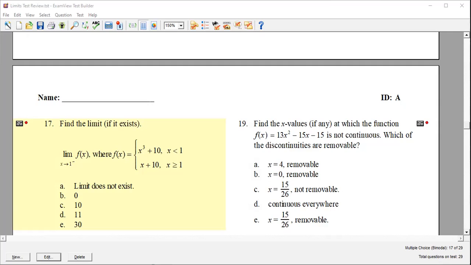Everybody good? You're going to do the same thing in y2, alpha y equals. Your function is x plus 10. And on the bottom, we're going to do x is greater than or equal to 1. x, second math, greater than or equal to 1. Everybody good?